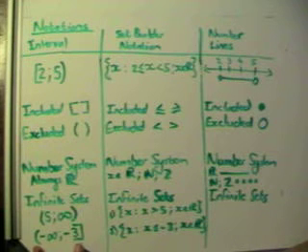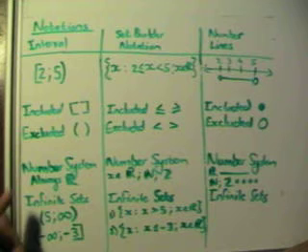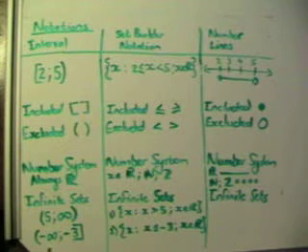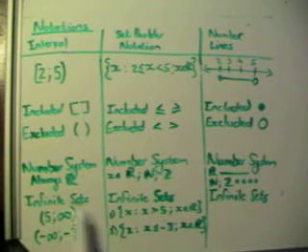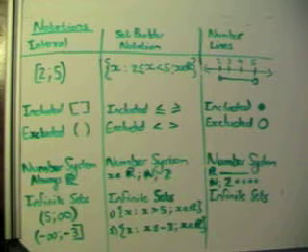Right, now I've handled my included and excluded. The number system in interval notation is always real. I just check, yep, I'm working with real numbers, and this is how I then treat infinite sets.